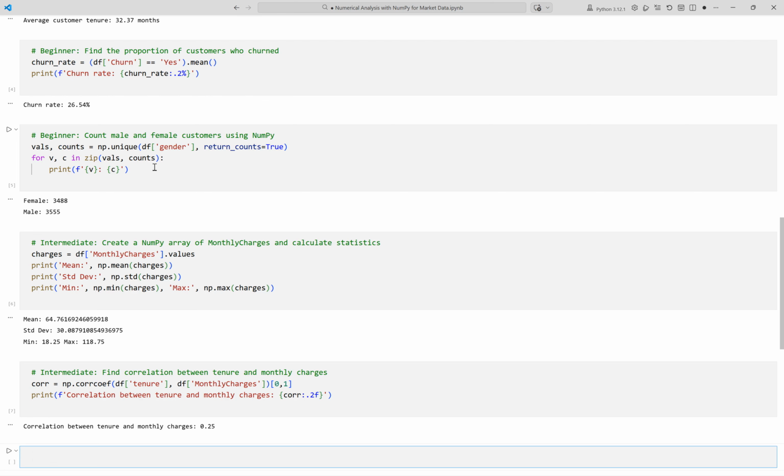Pause and reflect, why might longer tenure be linked to higher or lower charges? Discuss with a peer.